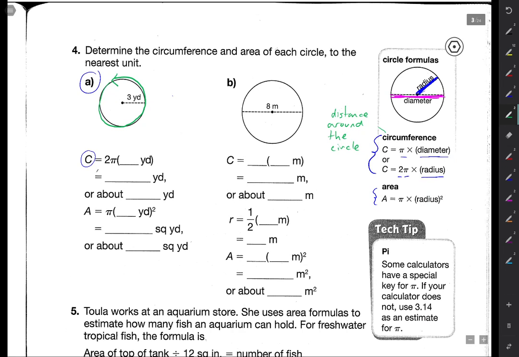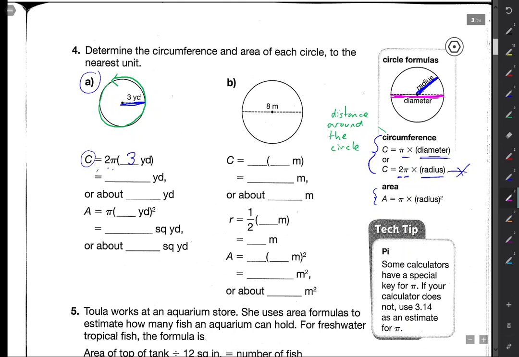So to find the circumference, we are finding the distance all the way around this circle. So this one here, we can use one of two formulas. We can either use pi times diameter, or we can use 2 times pi times the radius. In example 4a, they give us the radius. So I'm going to use the second formula here. So we have 2 times pi, and the radius we have is 3. So 2 times pi times 3.